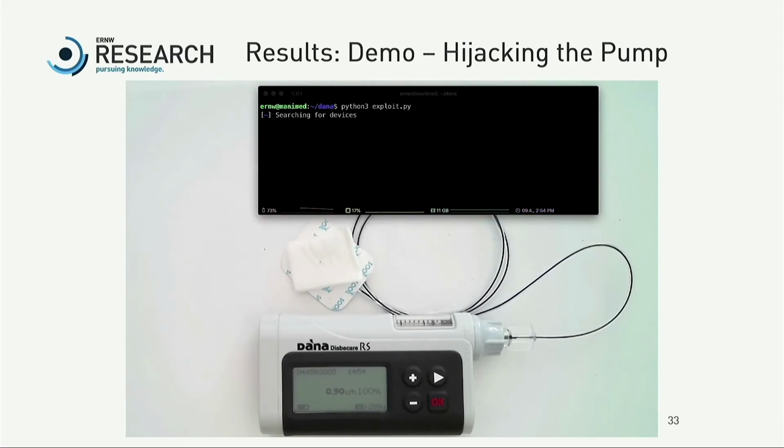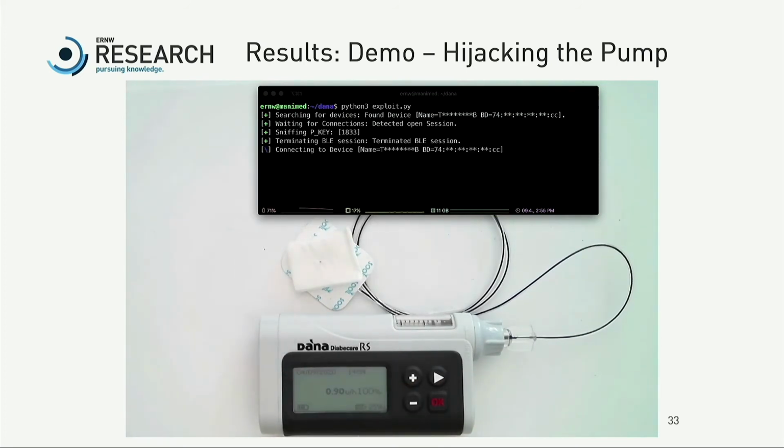Currently, we are searching for devices that are having connections to their mobile applications. The script is actively searching for these connections. Once the pump has a connection, as you can see, the script will also recognize this connection and will try to sniff the respective pairing key. I'm only pressing buttons to reactivate the pump's display. The exploit itself does not require any user interaction.